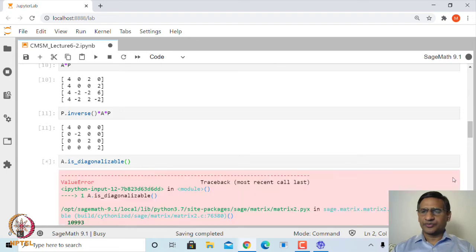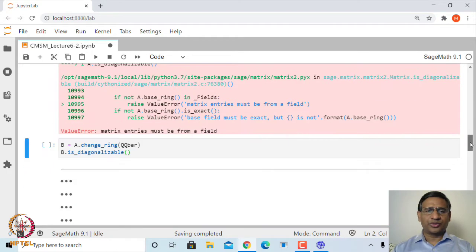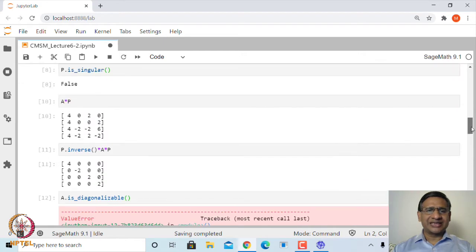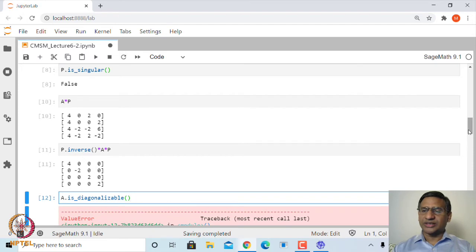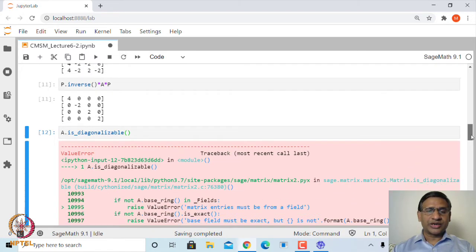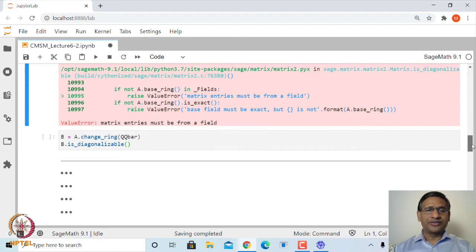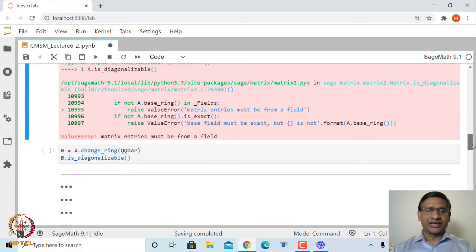Let us see that this gives you an error. What does it say? Matrix entries must be from a field, right? Whereas here the matrix entries by default it may be thinking of as an integer matrix, so it is not in a field. So, it is possible that the matrix is diagonalizable, but your underlying field is not the appropriate one, then you will get a false answer or you will get an error.